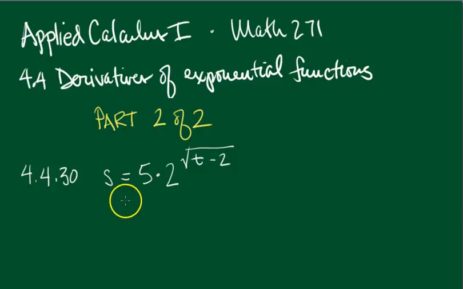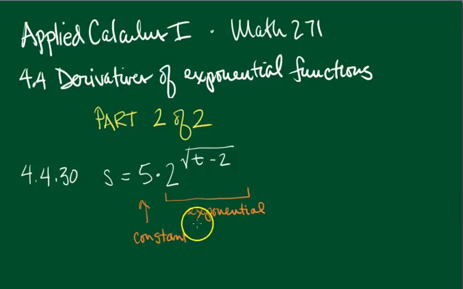Okay, so let's break this down. We have an exponential function, yes, but we also have a constant multiple here. So here's the exponential, which is going to involve some chain rule here. And then here we have a constant multiple.